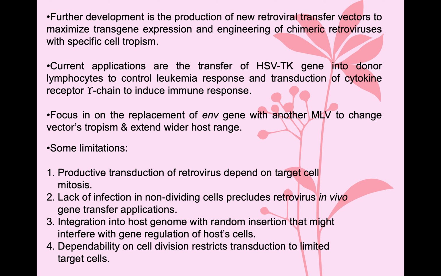Gamma chain. So we focus on the replacement of the ENV gene. So remember the ENV from the retrovirus is replaced with another MLV's to change the vector's tropism, of course to extend it and make it a wider host range.